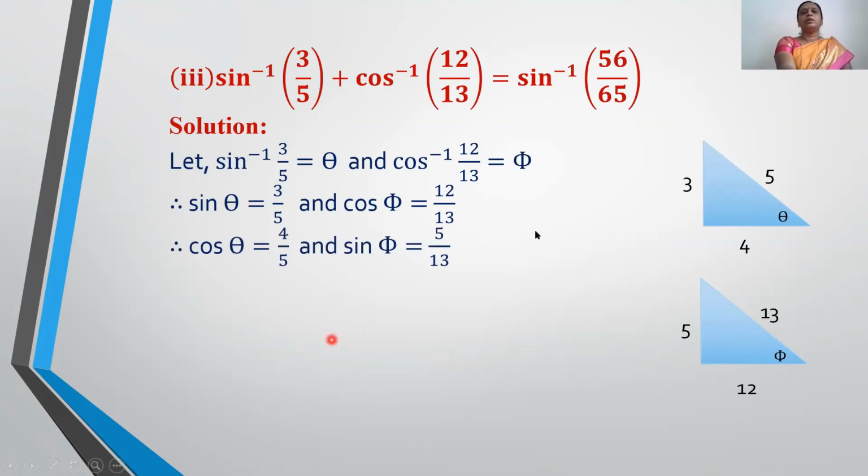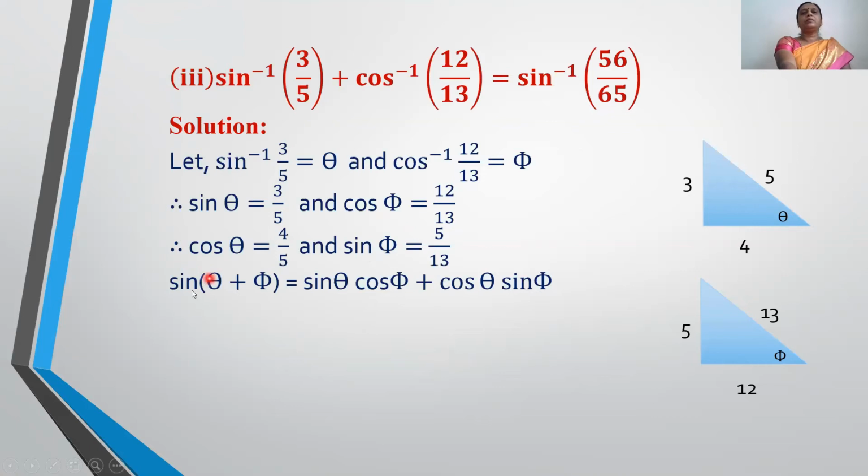Now, in the first triangle, what will be cos theta? Adjacent side divided by hypotenuse, that is 4/5. Here, cos phi is 12/13. Therefore, what will be sin phi? That is opposite side divided by hypotenuse, that is 5/13. Or to find cos and sin, you can use the identity sin squared theta plus cos squared theta is equal to 1. Keeping the value of sin theta in that, you will find cos theta, and keeping the value of cos phi, you can find the value of sin phi also.